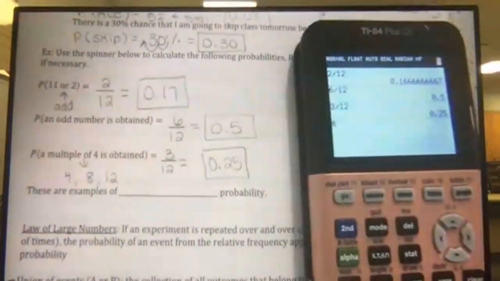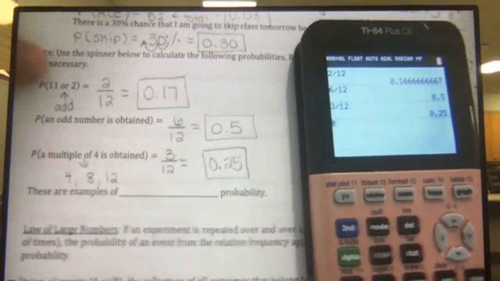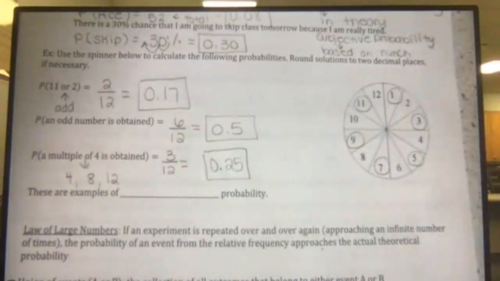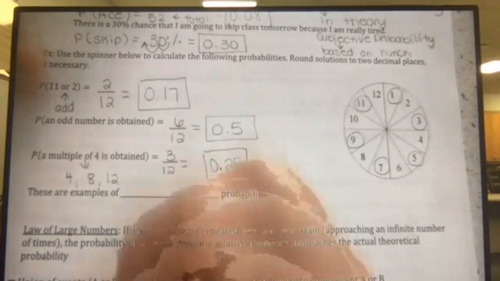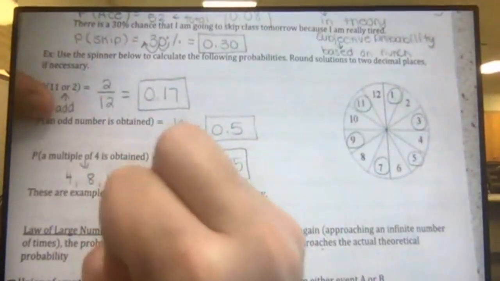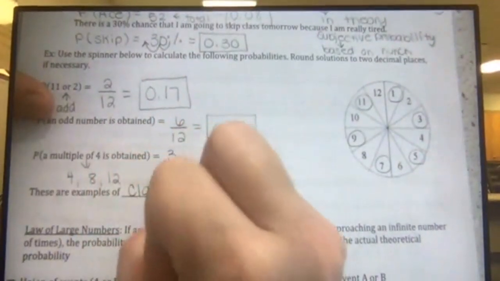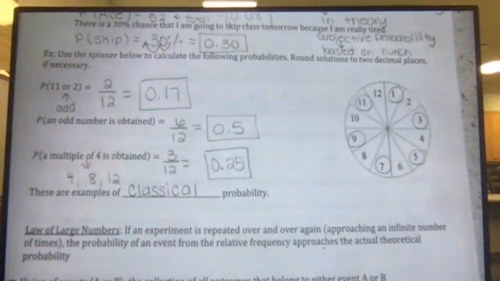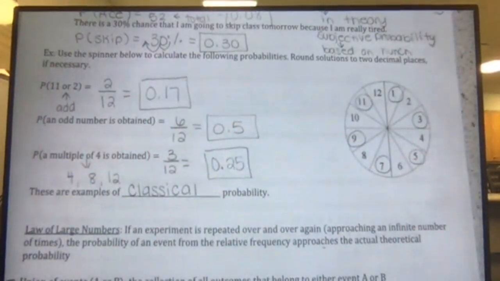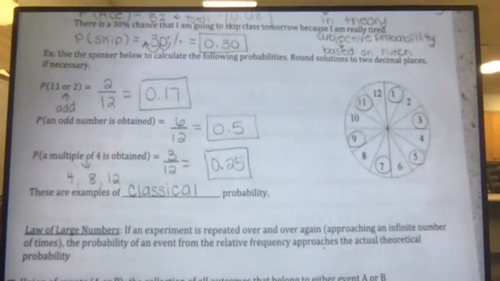So these are all examples of blank probability. Any ideas? Close. We didn't actually spin it, so just in theory. Classical, good. We actually looked at a formula, so we know it's either going to be relative or classical. We didn't actually spin the spinner, though. If we actually spun the spinner and did an experiment, that would be relative. This is just saying in theory, so it's going to be classical. Awesome.